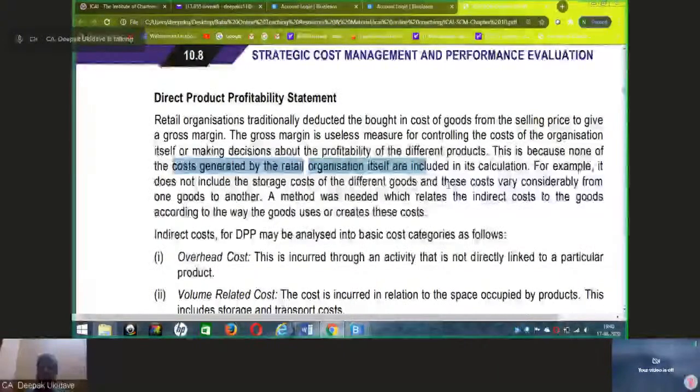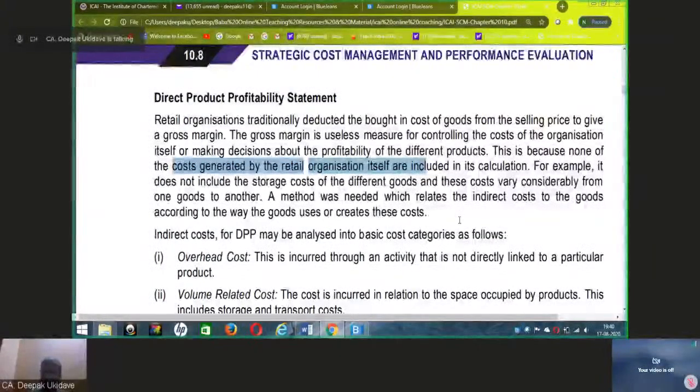We don't deduct the transportation, warehousing, storage cost, etc. And therefore, there is a need for a method which will enable management to work out product profitability at the bottom line, at the root cause level, that is, the net profit of each product. This method is called the Direct Product Profitability method, DPP, and we prepare a DPP statement like this.